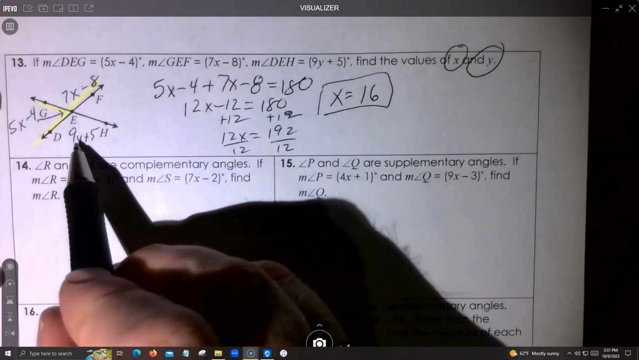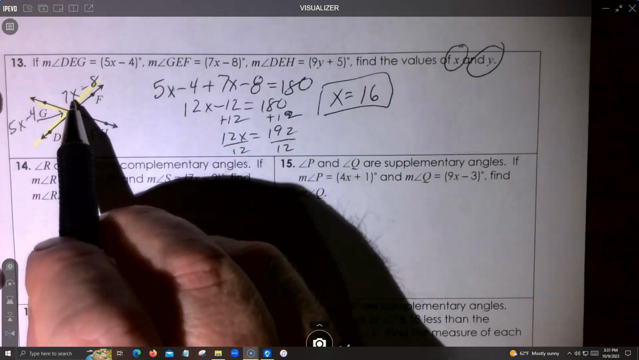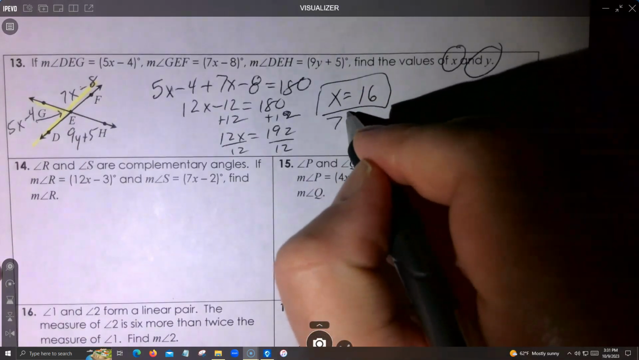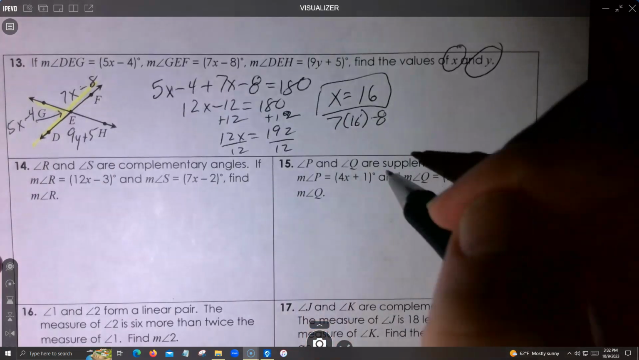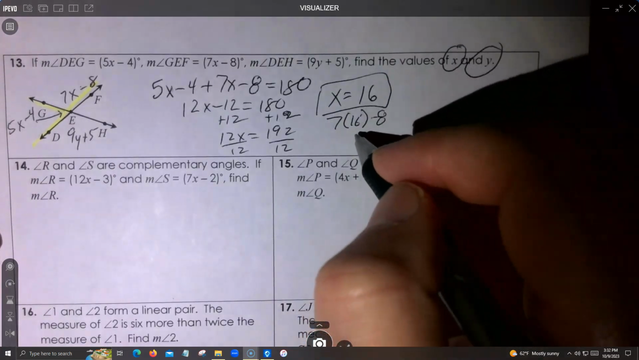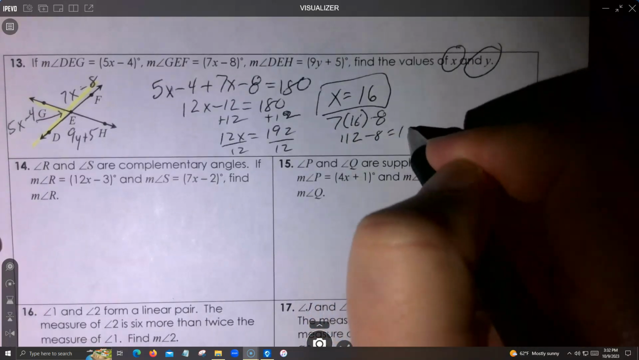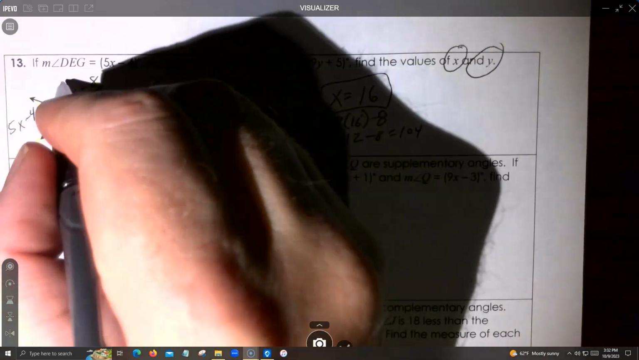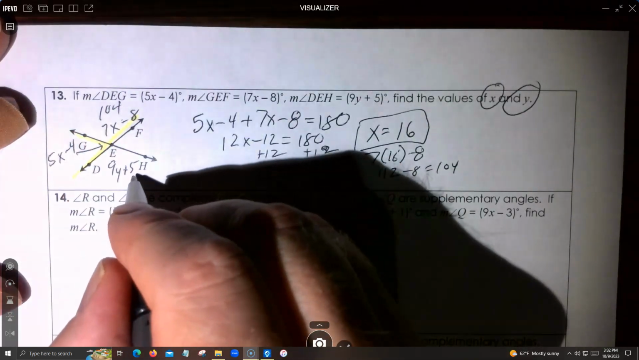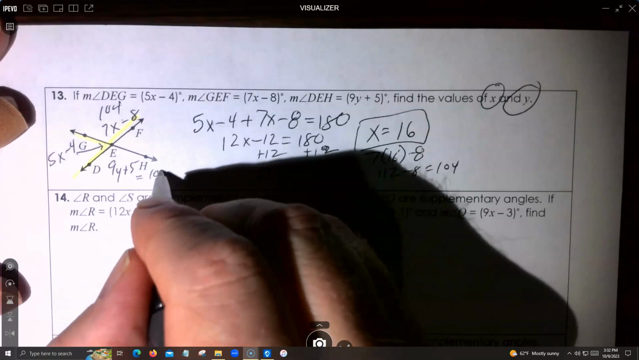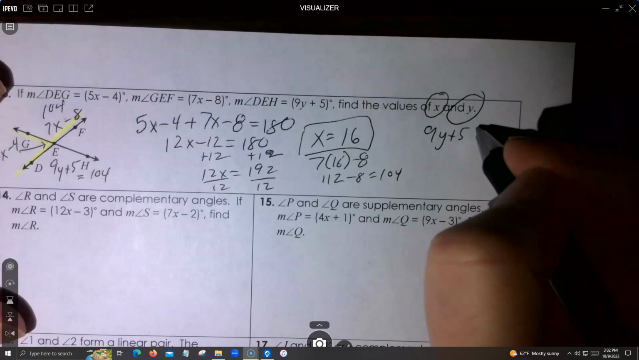Now I know I've got to use this. Now I can do verticals, because now I know what x is. So let me figure out what 7x minus 8 is, with the new 16 in here. Let's see, this is 112 minus 8, so this is 104. All right, so this guy right over here is 104 now, which means this 9y plus 5 is equal to 104. Okay, so 9y plus 5 equals 104.